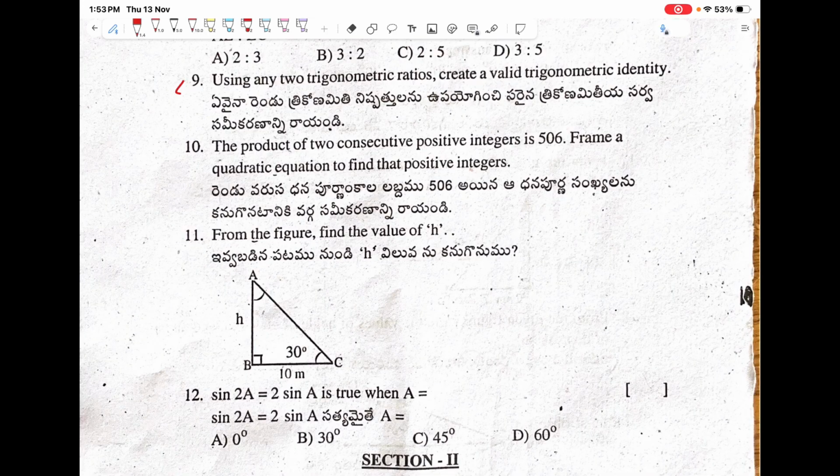Using any two trigonometric ratios, create a valid trigonometric identity. So already we have three identities. From those three identities, it is a creative expression. You create something else which is new.